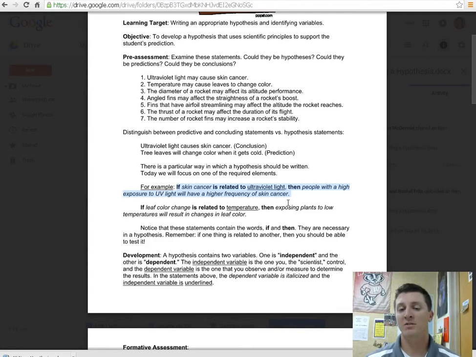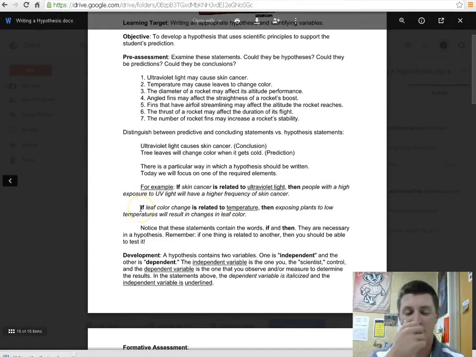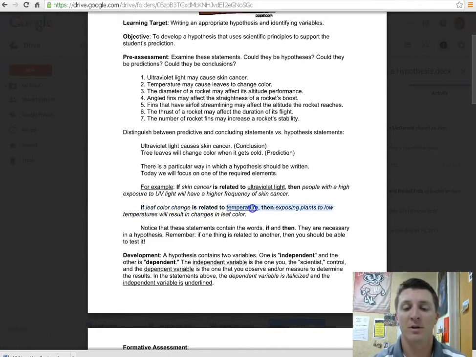The second portion, again, like I just mentioned, is those variables. We want to have those variables in your hypothesis, and we want to know what you think about the relationship. So if we look at the second example, it states, if leaf color change is related to temperature, then exposing plants to low temperatures will result in changes in leaf color. We have two variables in that statement. The first one is leaf color. The second one is temperature, and we are discussing the relationship, almost predicting the relationship, within that hypothesis.